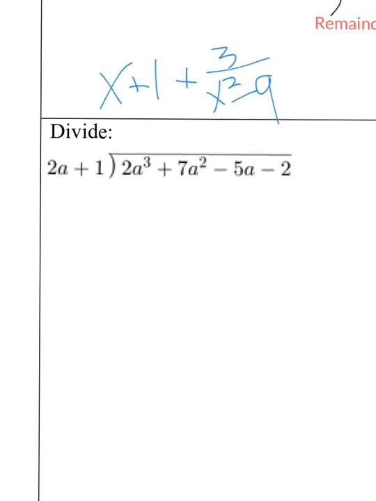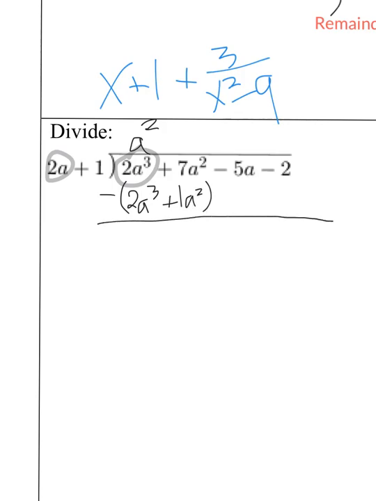Look at the outside terms. What's 2a to the third divided by 2a? 2 divided by 2 is 1, and a to the third divided by a is a squared. So I'm going to put a squared. So you're going to multiply a squared times both terms. So 2a times a squared is 2a to the third. And 1 times a squared is 1a squared. So plus 1a squared. And then I'm going to subtract that out.